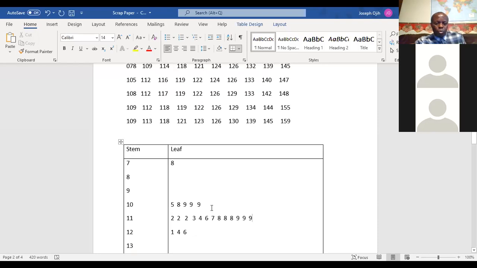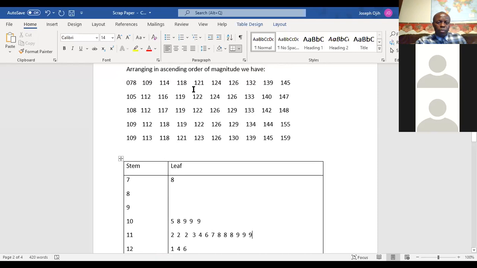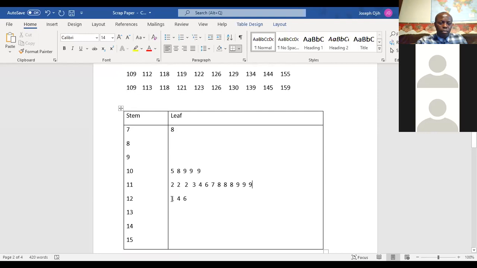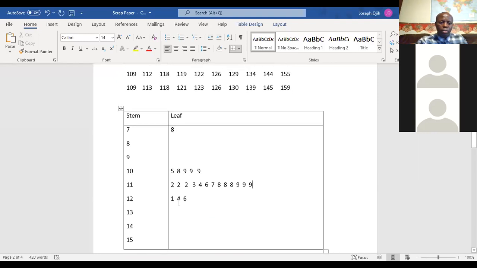So next is 120. I have 121, which is right here, and then I have another 121 here. Okay, good.